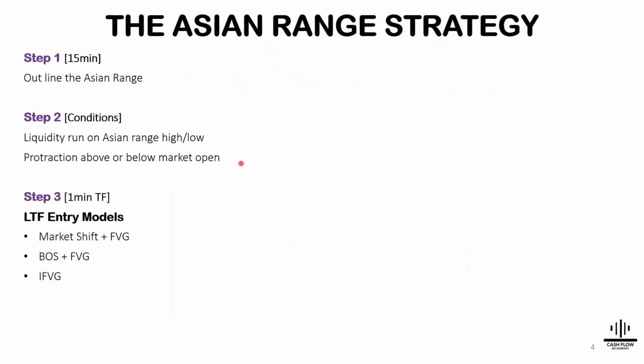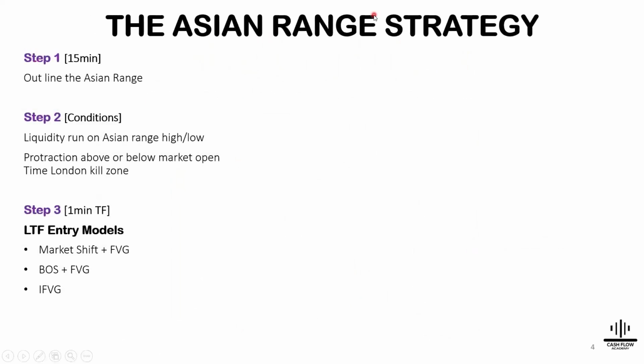Now, this strategy involves 3 steps. Step 1, you want to outline the Asian range. And you do this in the 15-minute time frame. You see the Asian range clearly in the 15-minute time frame. Step 2, you're looking out for certain conditions. The first condition you're looking out for is a liquidity run on the Asian range high if you want to be selling, or Asian range low if you want to be buying. Then secondly, you're looking out for protraction above or below the market open. And you want to be seeing all these things happening when?